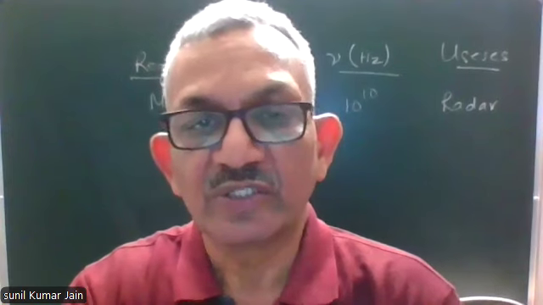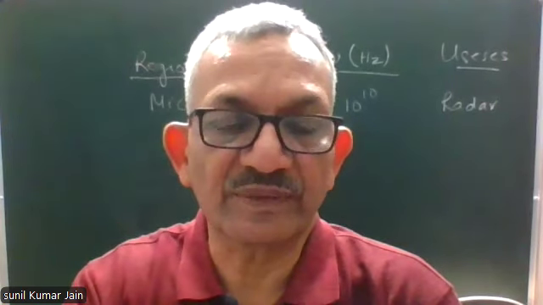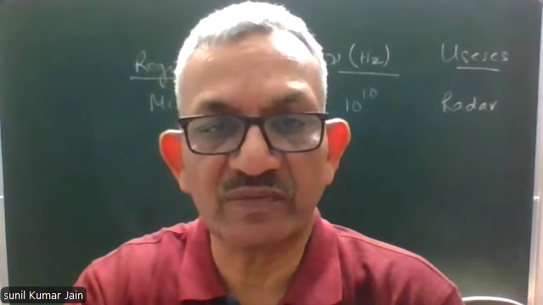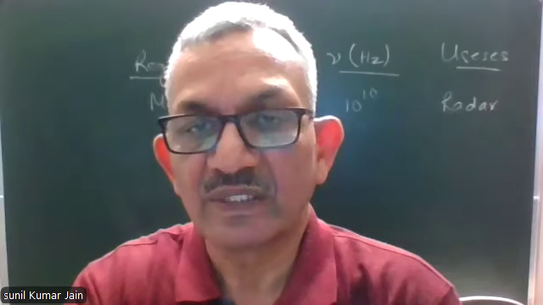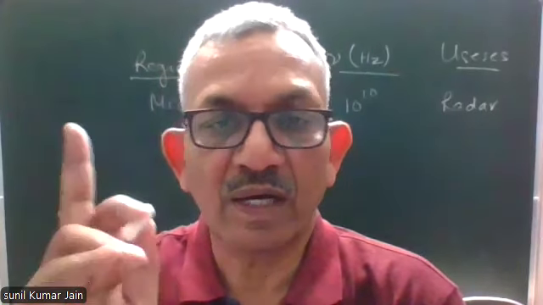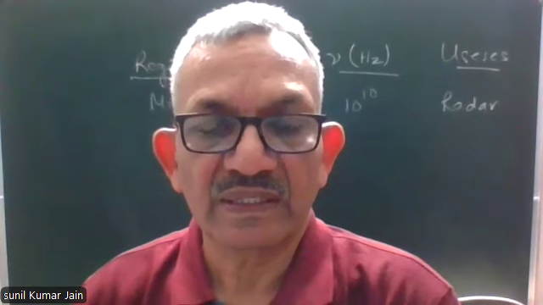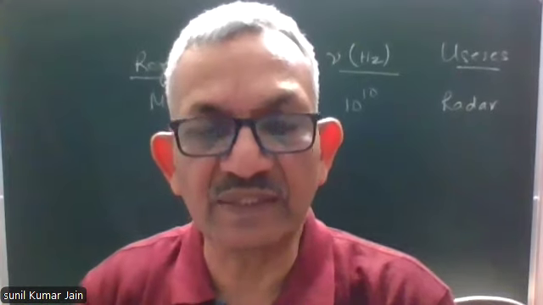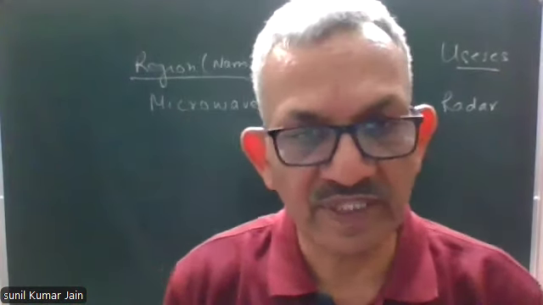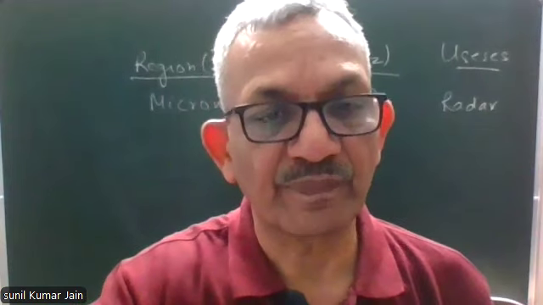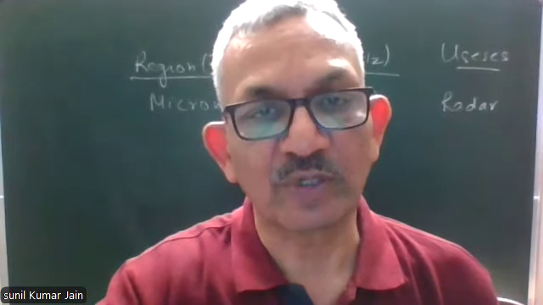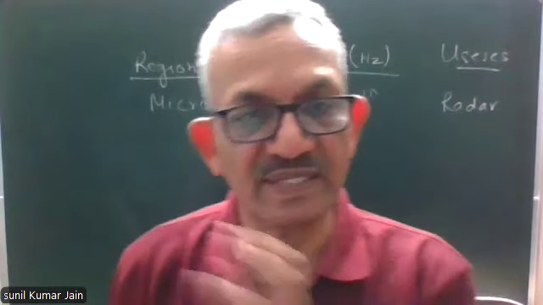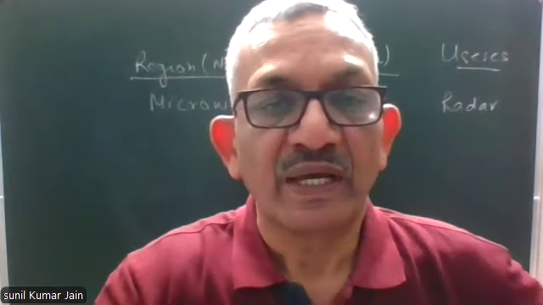Last, UV, ultraviolet region. Frequency 10⁻16. Uses: component of the sun's radiation. Radiation which comes from the sun, its component is UV radiation. Next topic. All these small topics will be used in subsequent topics which will be starting today.